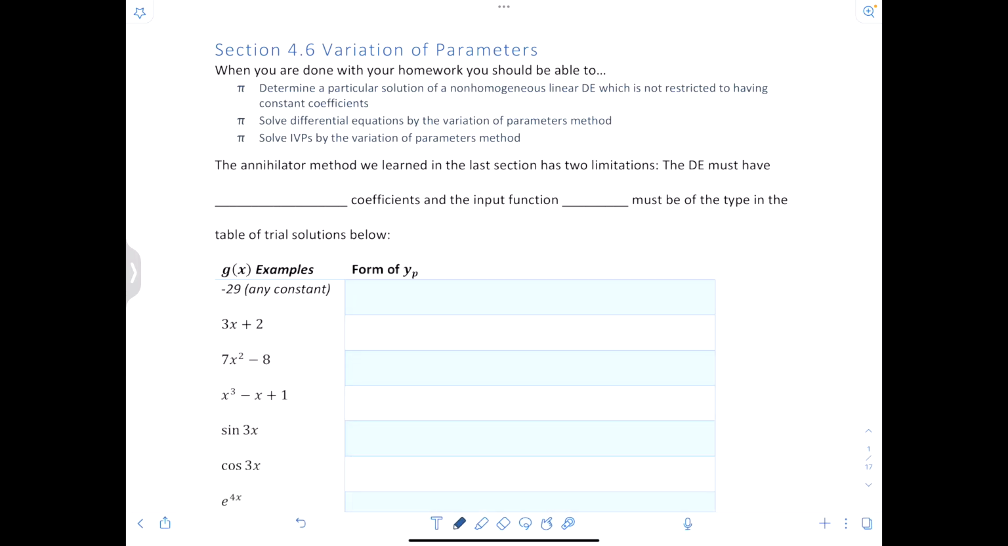Hey there, it's Shannon Matrick Myers, and today we'll be checking out section 4.6 from the Zill Intro to Differential Equations text and looking at variation of parameters.